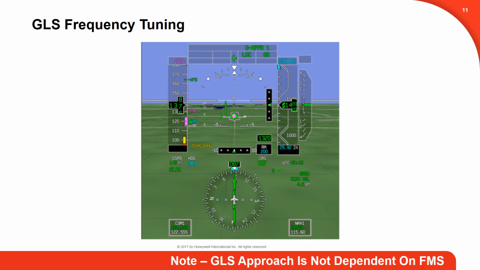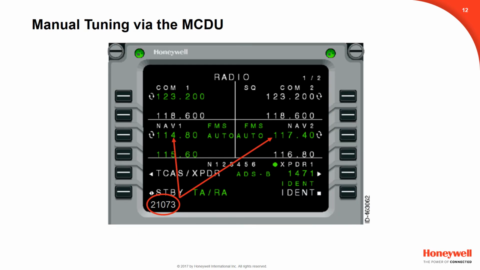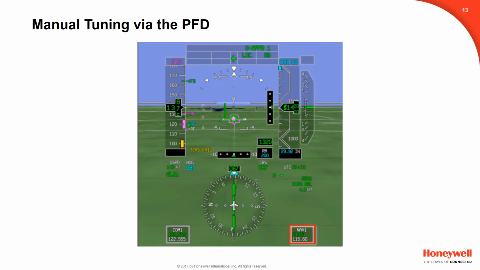GLS approaches are not dependent on FMS, although GLS frequency tuning is performed automatically through the FMS. It can also be manually tuned in three different ways. The first way to manually tune a GLS frequency is to type it in the scratch pad and line select it up to the NAV1 or NAV2 active frequency line on the MCDU radio page. The second way is to tune the frequency directly on the PFD by moving cursor focus to the NAV1 or NAV2 radio window and using the CCD knob to set the frequency.